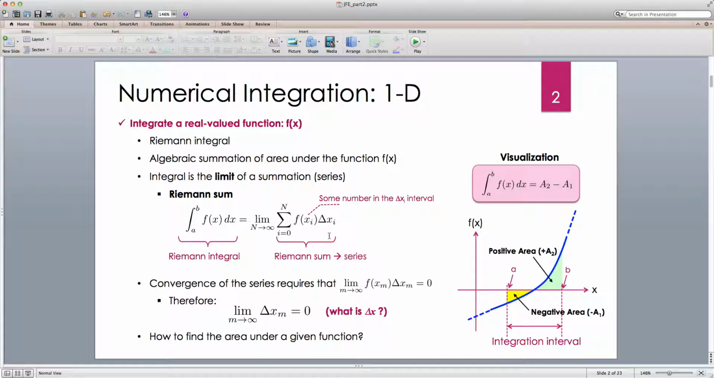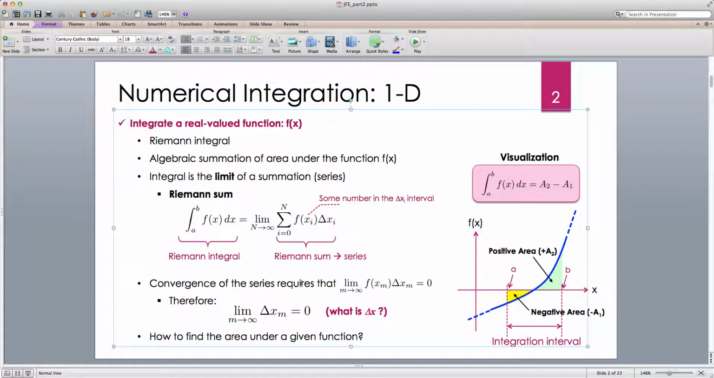This is the base definition, but we can have other definitions for Riemann integration or Riemann summation as well. This is the fundamental definition that defines the integral as a series. If we have a summation with an infinite number of terms, it becomes a series, and the question is whether or not the series converges. And if it converges, we say that f of x is integrable based on the Riemann definition. So the convergence of the series.